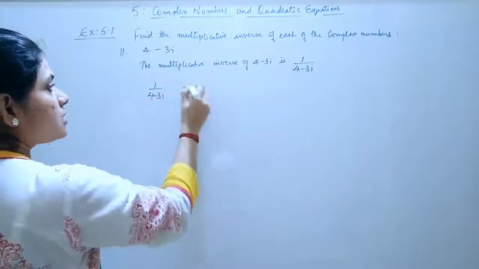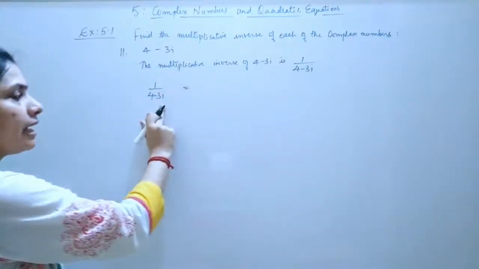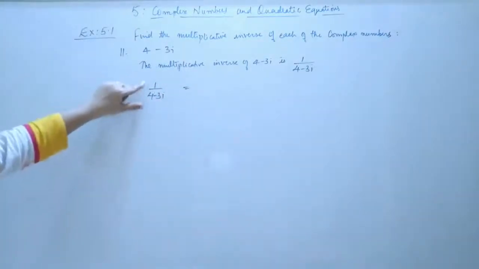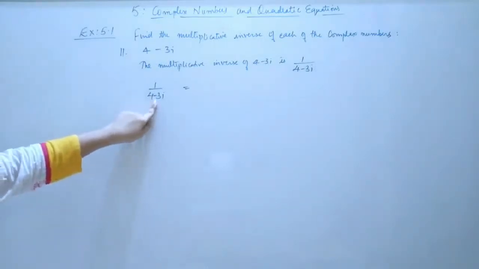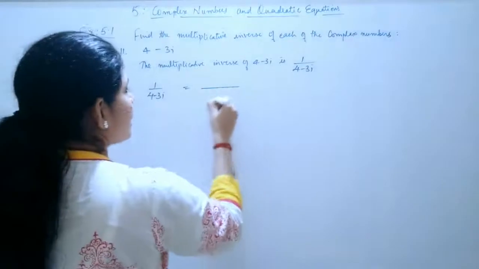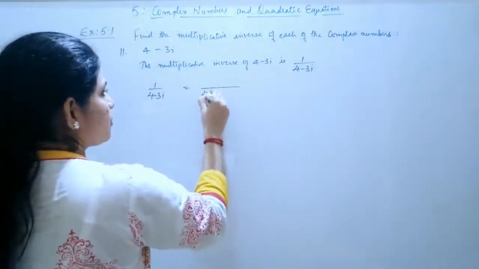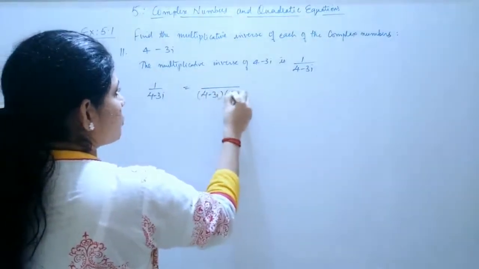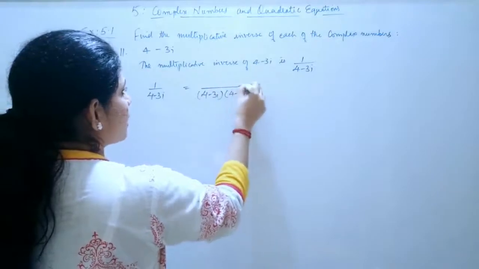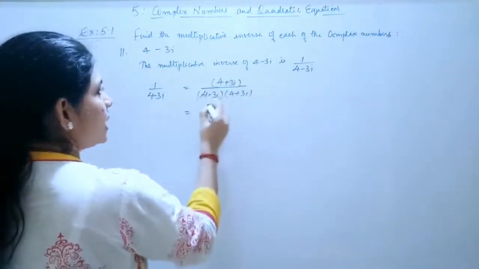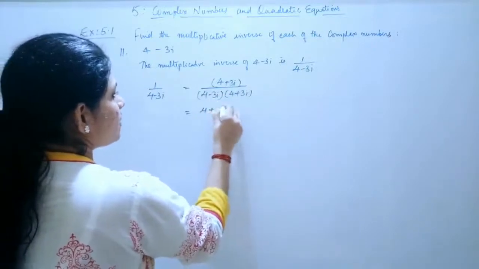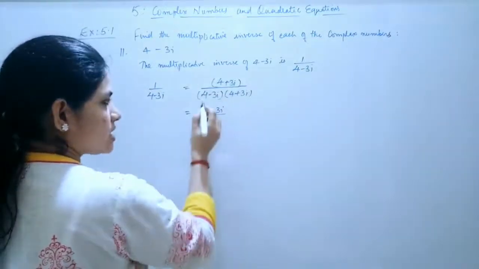Now how to find? You have to just multiply the numerator as well as the denominator with the conjugate of 4 minus 3i. Now what is the conjugate of 4 minus 3i? 4 plus 3i. So 4 minus 3i into 4 plus 3i, in the numerator also 4 plus 3i. Okay, so the denominator will become (a + b) into (a − b), which is a square minus b square.